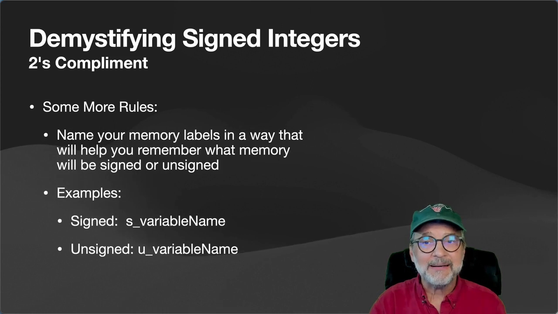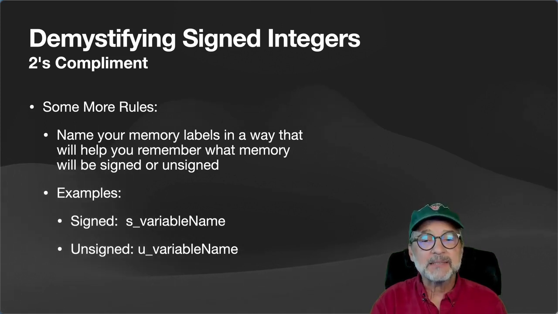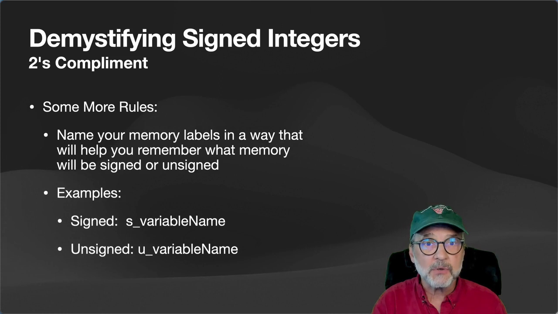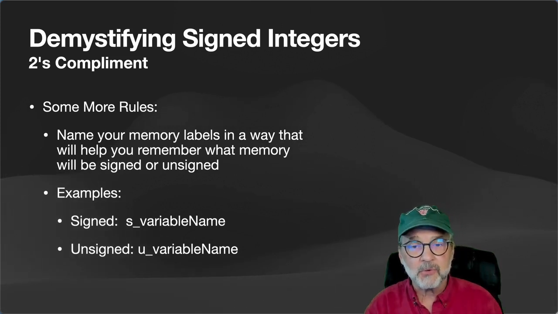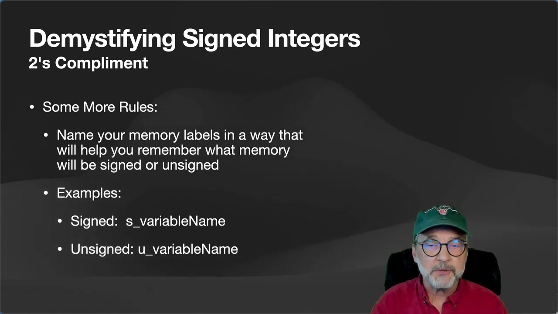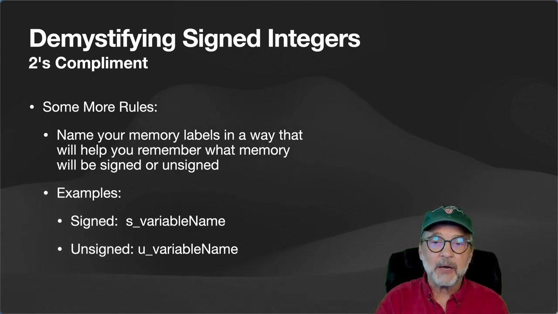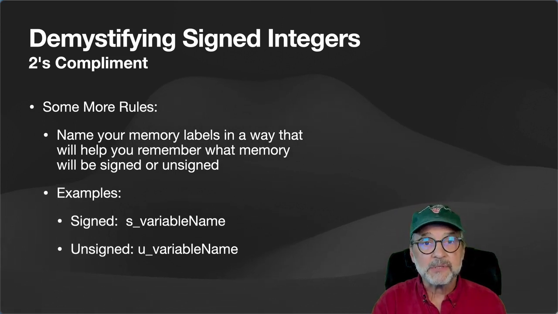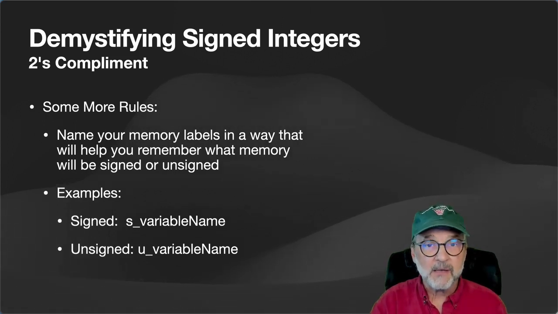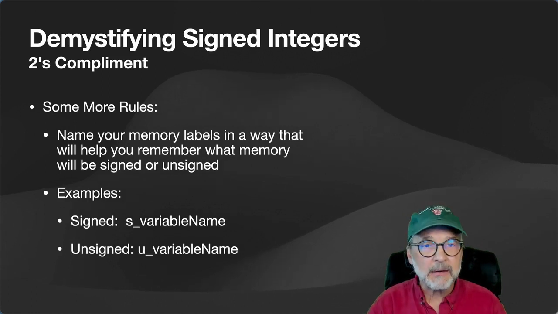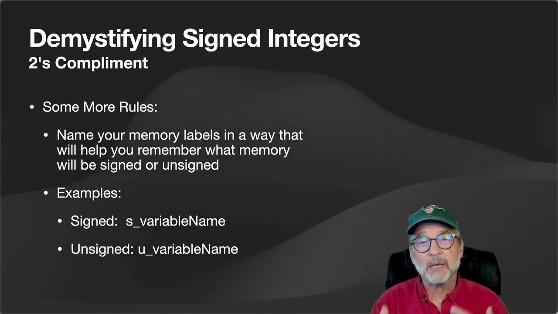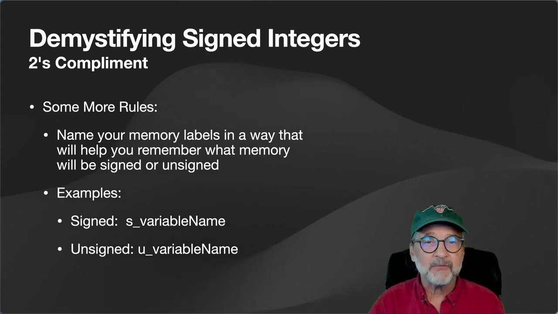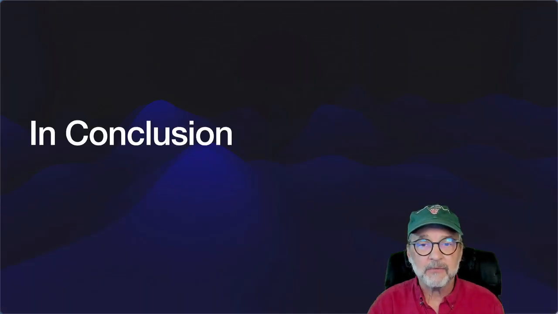Yet some more rules. Name your memory labels in a way that will help you remember what memory will be signed and unsigned. So an example, a signed variable might have an S underscore in front of it, S underscore variable name. An unsigned might have U underscore variable name. You might decide that all numbers are unsigned without anything in front of the variable name. Only those that have an S underscore will be signed. So it's up to you. If you work at a company, you might want to find out, do they differentiate between signed and unsigned, and what kind of variable naming standards do they have?